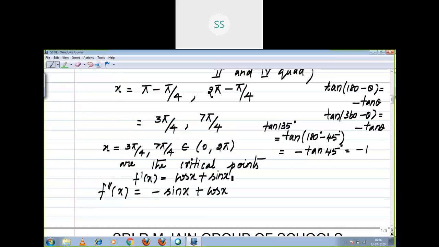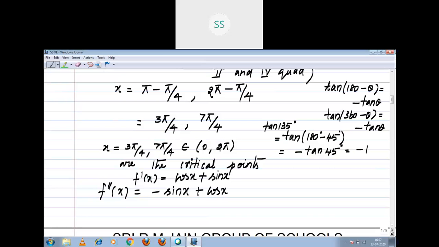Second order, again you are differentiating the function with respect to x. Okay, second order derivative is over. Then what do you want to do? You have to substitute the critical point in the second order derivative. Then only you can say the point is local maxima or local minima, right? The second order derivative alone decides that.